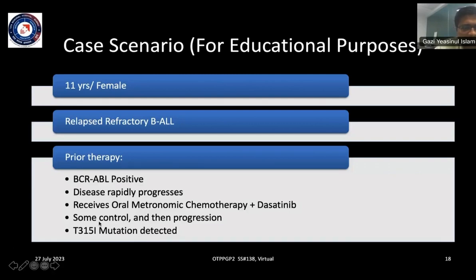Correct. So this T315 mutation is resistant to almost all tyrosine kinase inhibitors, TKIs, that are known, except for ponatinib and some others which are very expensive and mostly not available.